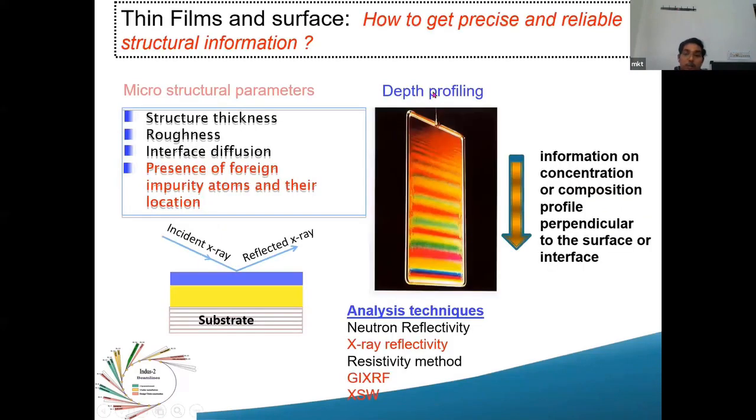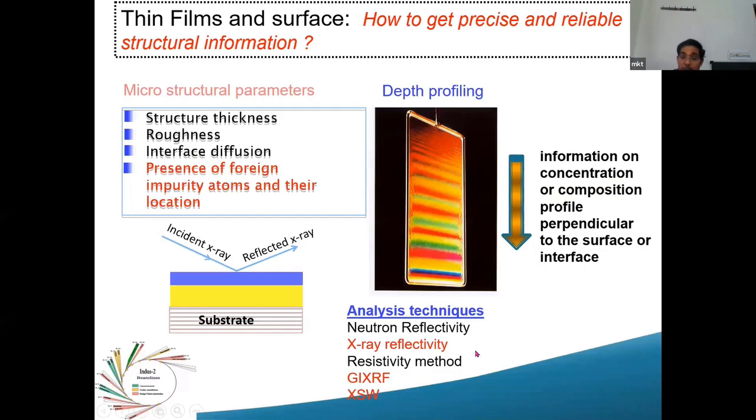So normally we use nano thin films. In nano thin materials, we are normally interested in how the concentration profile of different elements changes as a function of depth, and we also want to do the analysis non-destructively, without destroying the cells, because we don't want to destroy our cells.